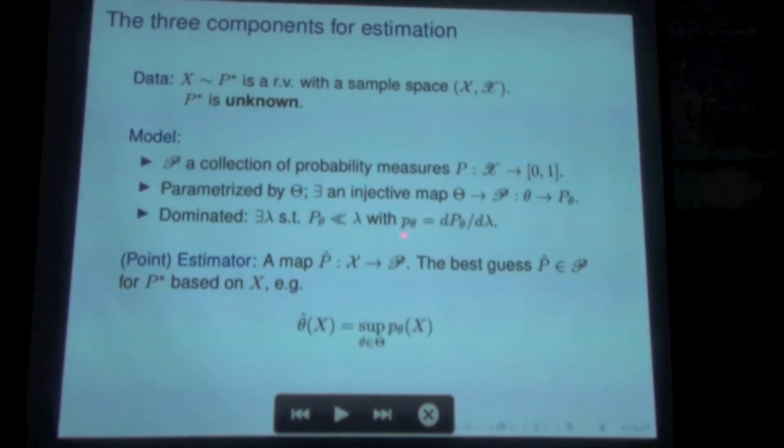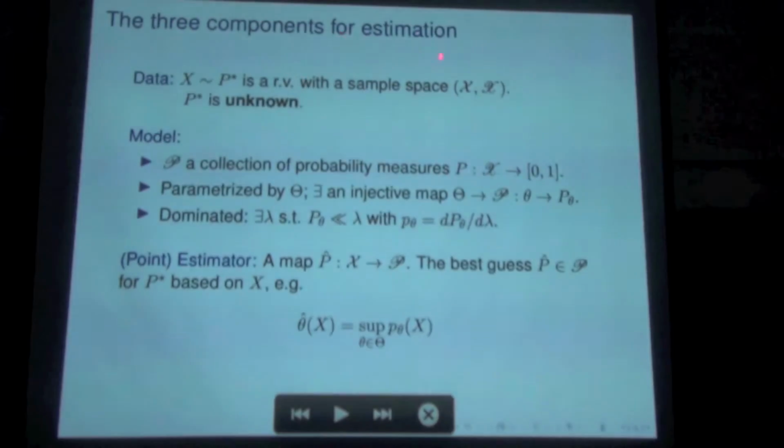Just for notation, capital X I'm going to call random variables. Lowercase are going to be realizations of this random variable. Capital P are probability distributions, and lowercase p are densities, so the density of the corresponding probability distribution. So this is the definition here.